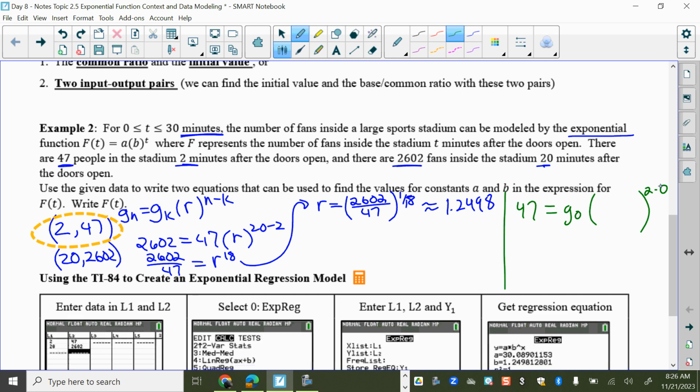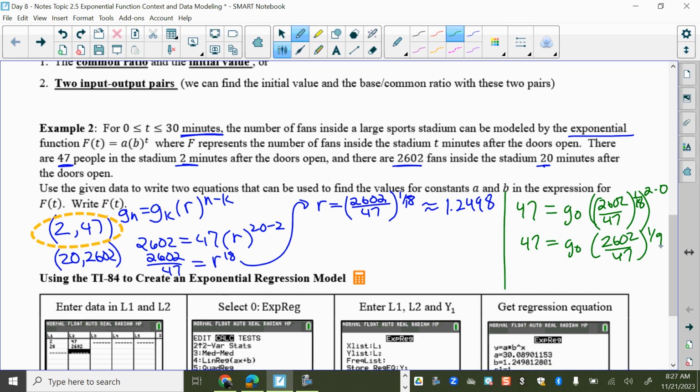So inside here is going to be that 2602 over 47 to the 1/18. All right? So what's going to happen is 2 minus 0 is 2. What's 2 and 1/18 going to do? They're going to multiply. So 2 times 1/18 is 2/18. What is 2/18 reduced to? 1/9. So I basically have this: 47 equals G0 times 2602 over 47 to the 1/9. So what are you going to have to do to solve for G0?